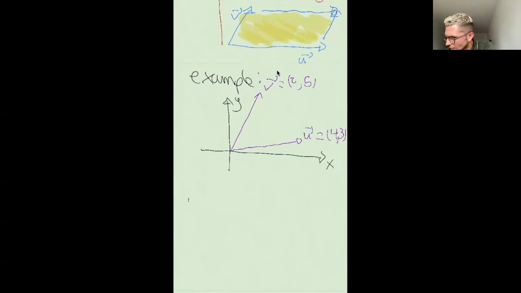So with these two vectors, you can form a parallelogram, right? And then what I'm asking you is, let's find the area of this parallelogram. So what's the area of the parallelogram?